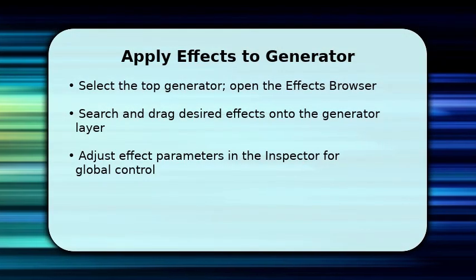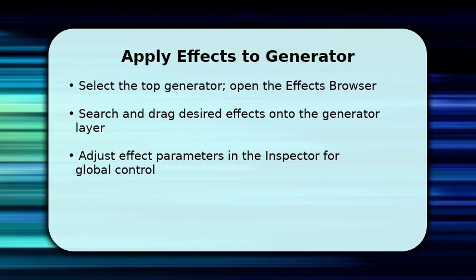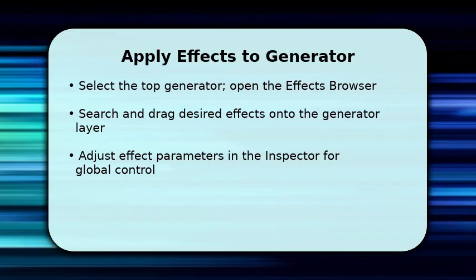With the generator selected, open the effects browser and choose the effect or plugin you need. Color corrections, LUT, blurs, or third-party filters all work here. Drag the effect directly onto the generator. This applies the effect to everything beneath because the generator sits above the clips.